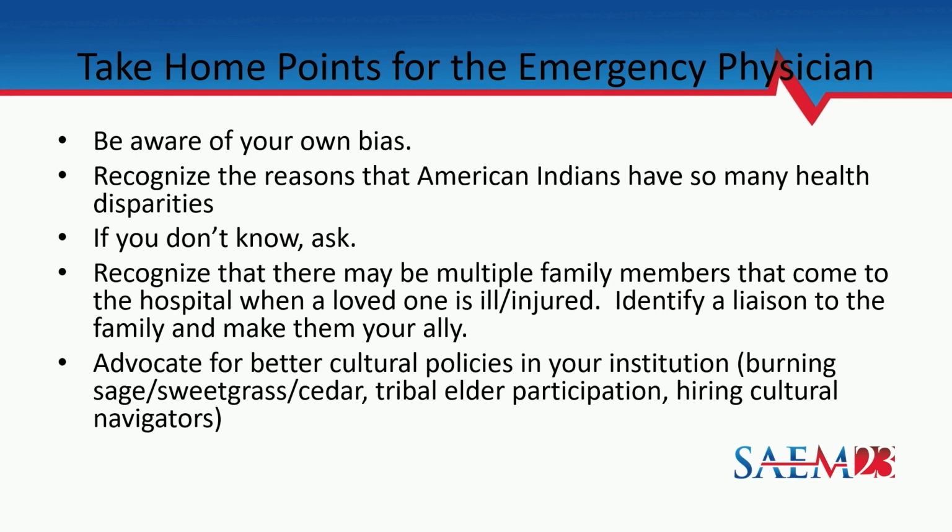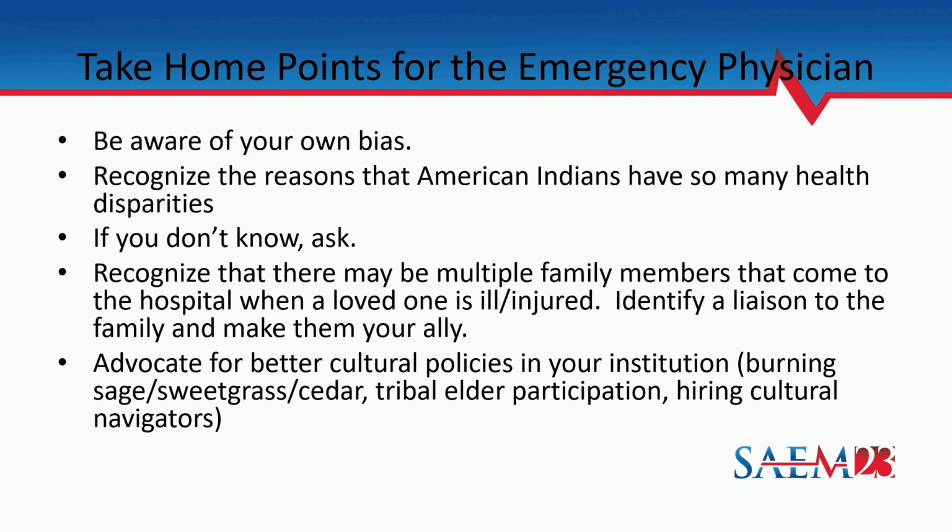Other things are much more specific. Recognize that multiple family members come to the hospital when a loved one's injured, and identify a liaison in the family to make them your ally. If an American Indian family comes in with a sick patient, you might not necessarily be seen as the trusted caregiver that you're assuming they're going to see you as. And you want to find an ally quickly and let them do a lot of the communication for you.